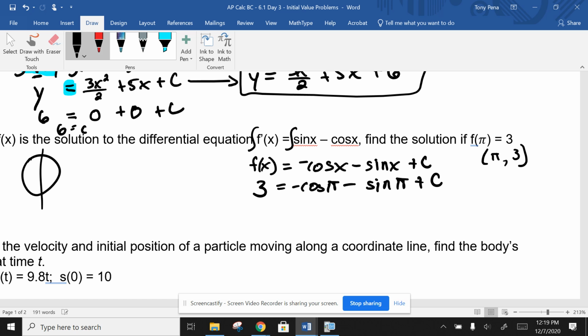So pi on the unit circle is over here. So when we want a negative and then we want the cosine of pi, that's the negative of the x coordinate over here at pi, so that should be the -1. Minus the y coordinate over here, which is going to be a 0. So this c, if I can squeeze it in there, should equal 2.